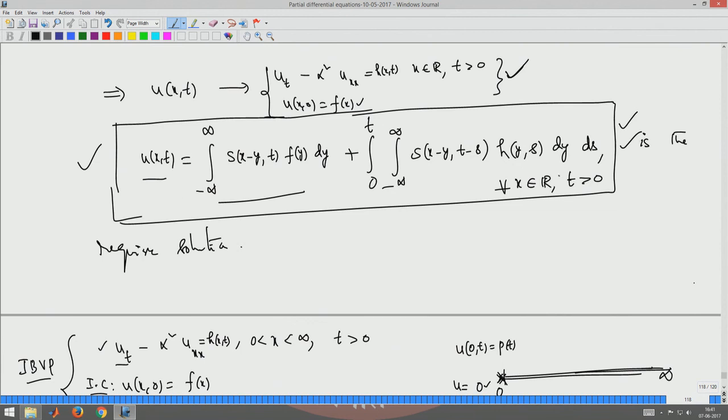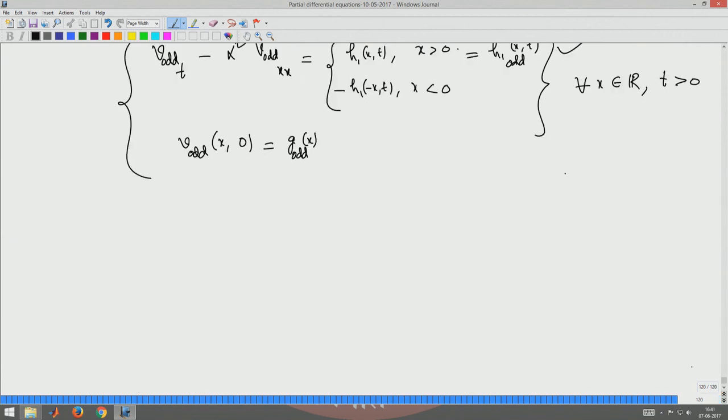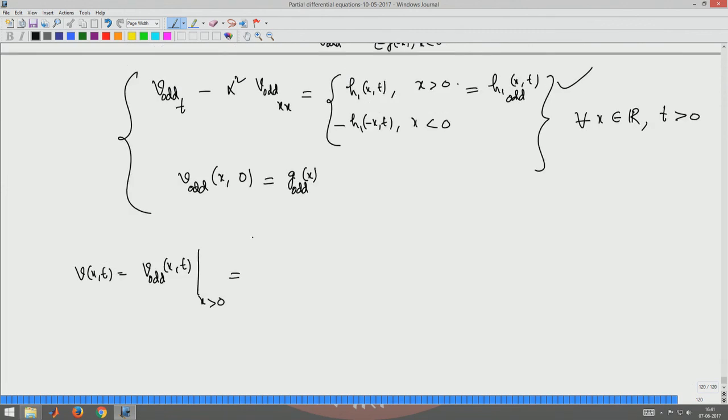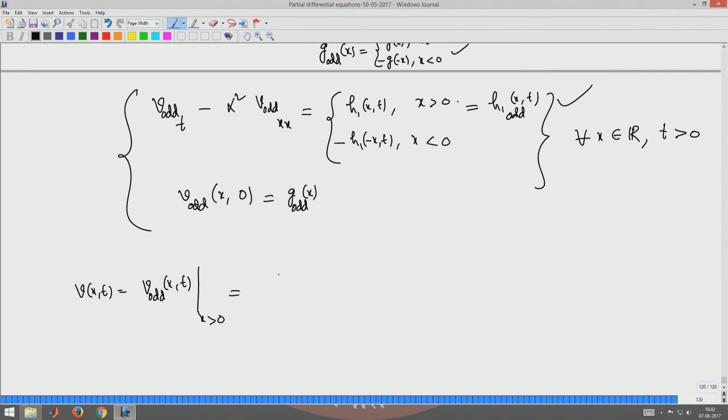Once you write this as a solution there, restrict x to only the positive side. Whatever you have for x positive is your solution. So, v of x t, what we are looking for only for x positive, is v odd of x t restricted to x positive. What is v odd of x t? This is the integral from minus infinity to infinity of s of x minus y t acting on g odd of y dy.